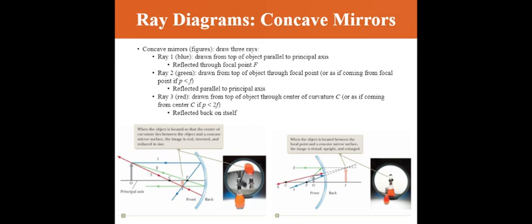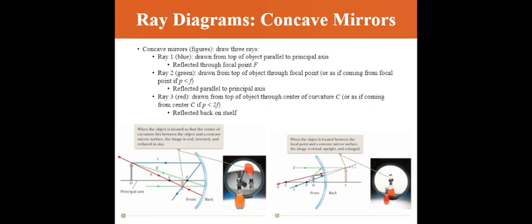Doing so, drawing a ray from the object through the center of curvature guarantees that the reflected ray will be sent backwards in the same direction. So basically, ray number 1 starts off parallel, bounces off through the focal point. Ray number 2 goes through the focal point, bounces off parallel. And ray number 3 goes through the center of curvature and bounces off in the same direction it came from.